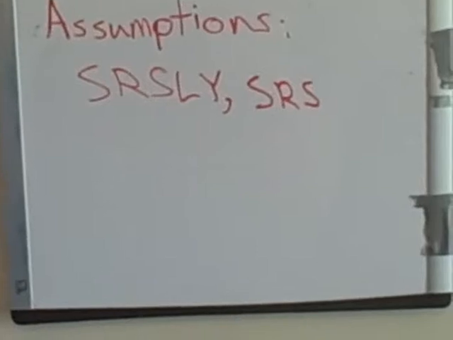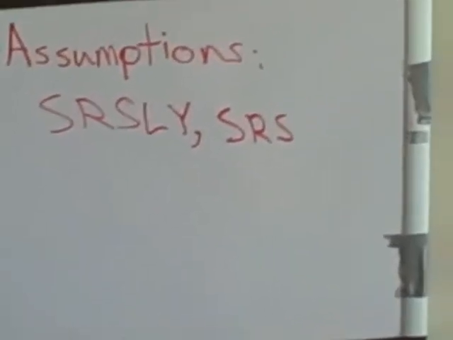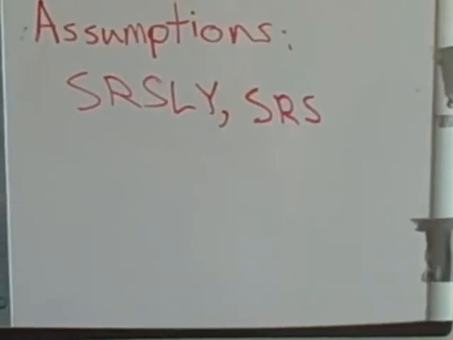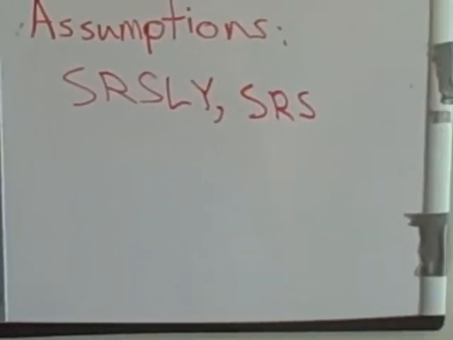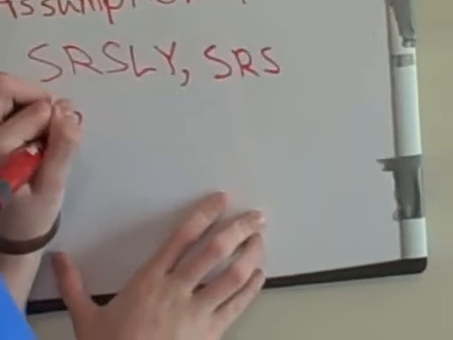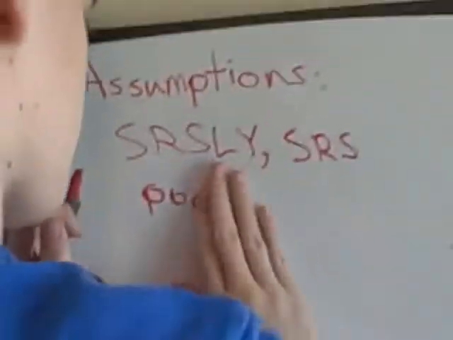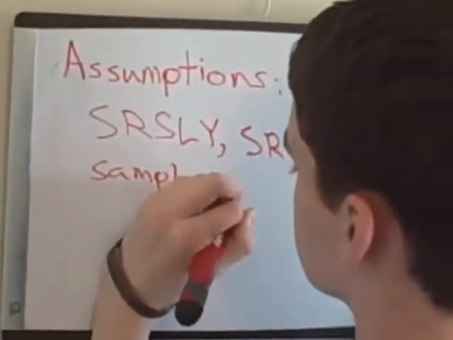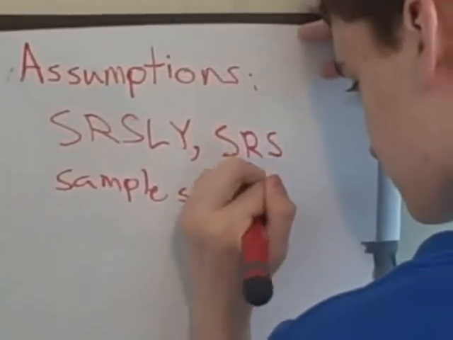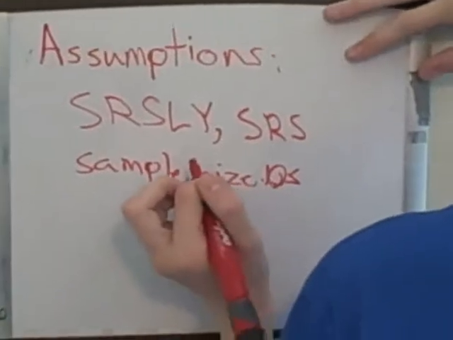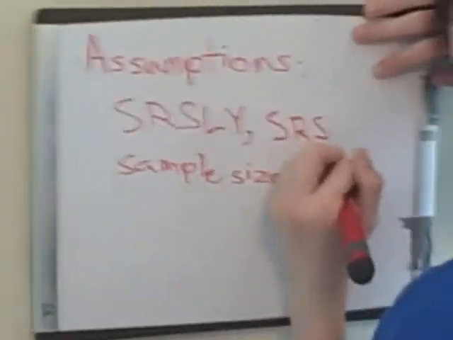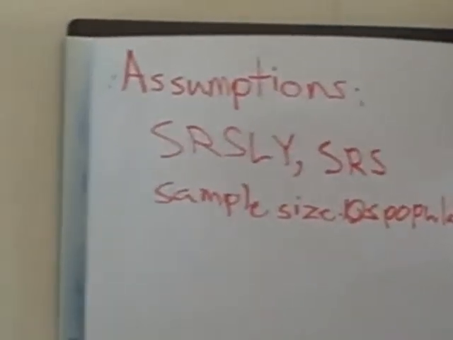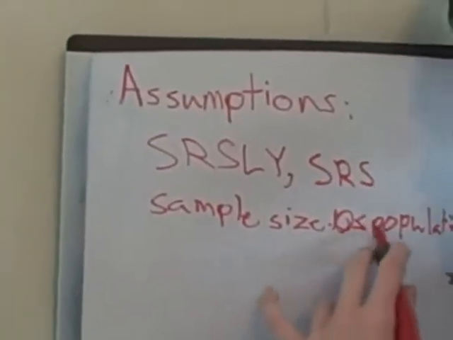SRS, and the population has to be less than 10% of the sample size, or the other way around. Everything goes on the board. So, population... sample size times 10 has to be less than or equal to population.